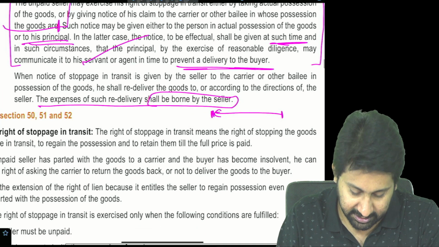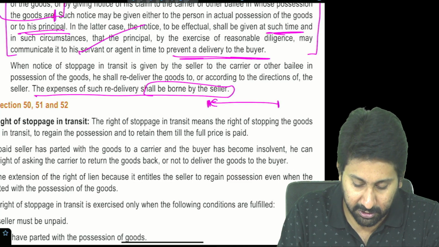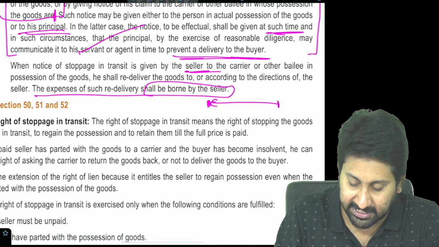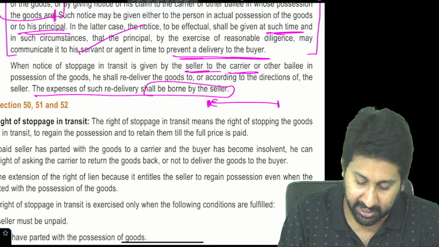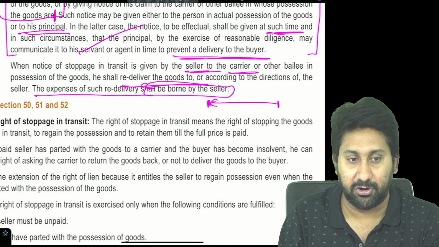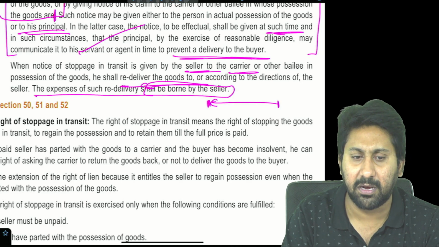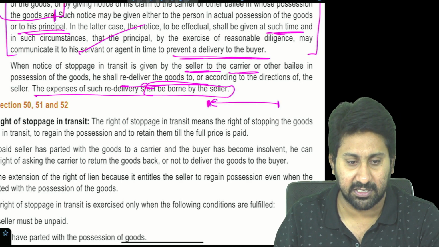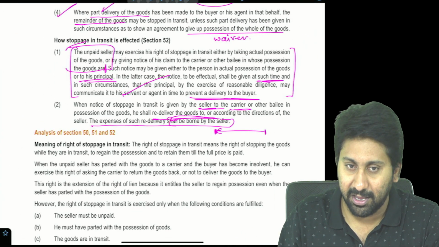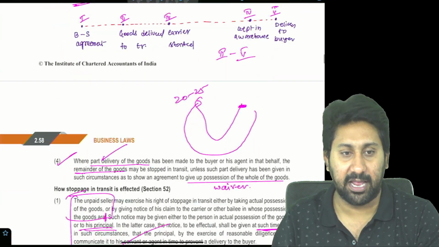Okay? Next. When the notice of stoppage in transit is given by the seller to the carrier or other bailee in possession, he shall redeliver the goods according to the directions. Okay? When redelivering, expenses will be there. Who should bear? Seller only will bear. Common sense answer. That's all. Okay? Main crux and every point I explained.